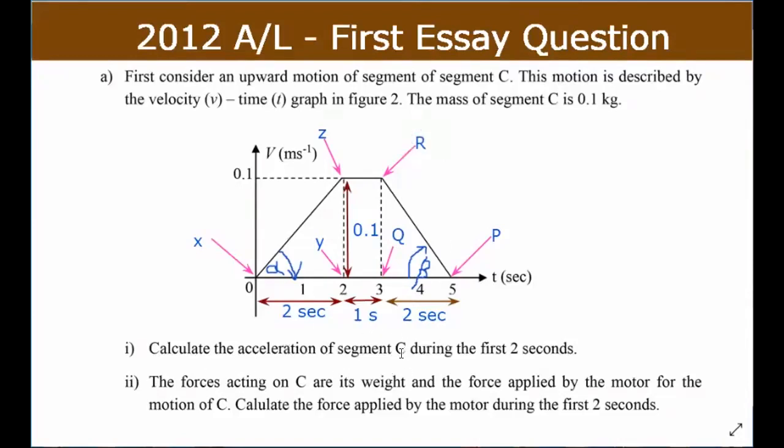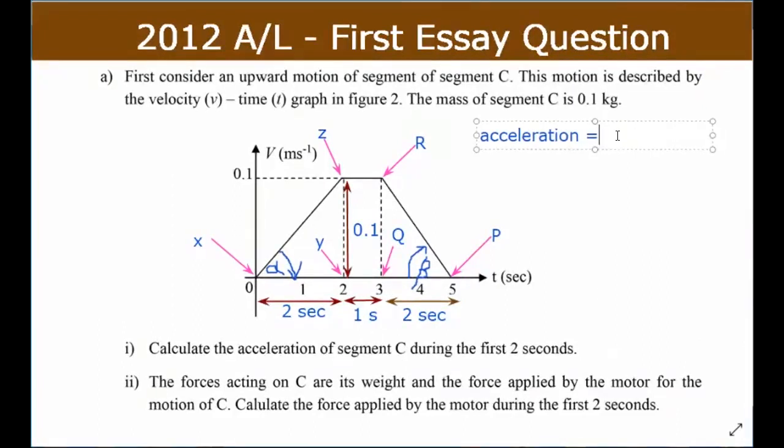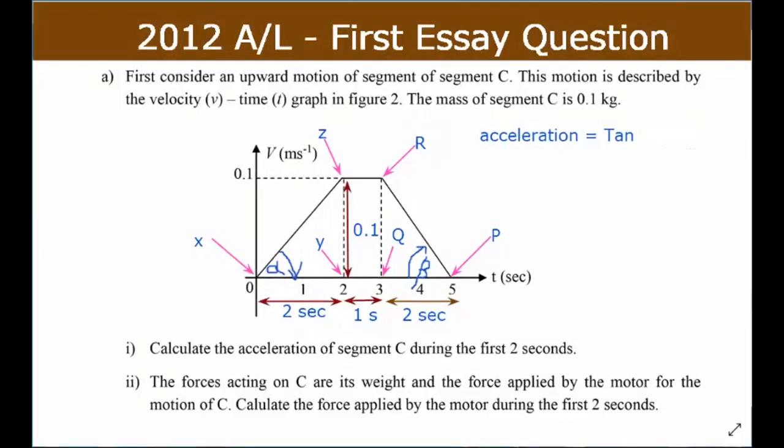Calculate the acceleration of the segment C during the first 2 seconds. So what is acceleration there? Acceleration equals change in velocity divided by time. Yes, it is true, but here it's a graph. So how do you find acceleration from a graph? Tan alpha. The acceleration is calculated from a graph by the equation tan alpha. Please write there. This is the answer for Roman number 1. Acceleration is tan alpha.